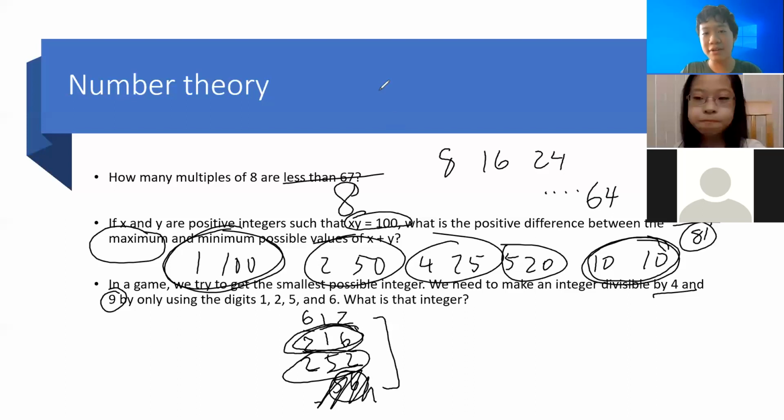Okay, so some of number theory is knowing how the numbers work. And secondly, you just need to guess. Sometimes you just have to guess and check, okay?